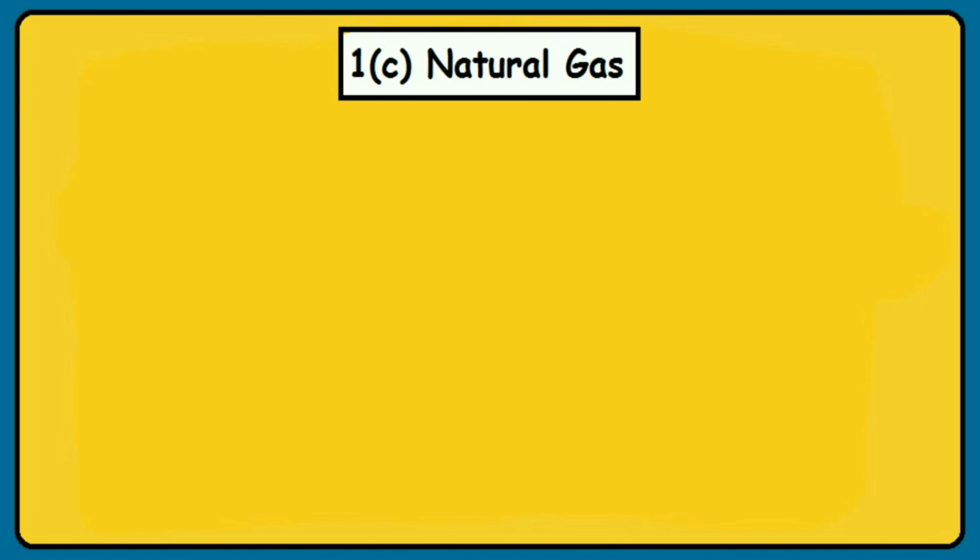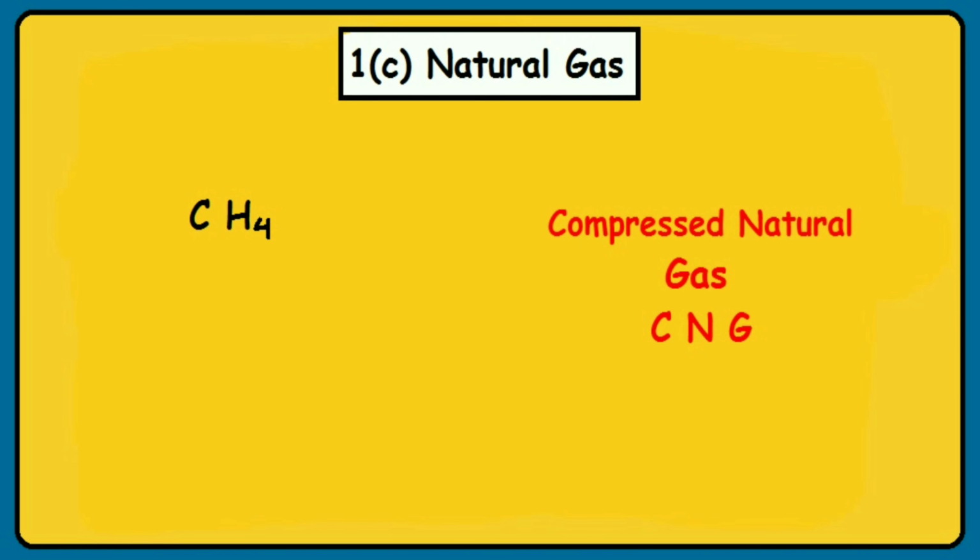Natural gas. It mainly consists of CH4, that is methane, occurring deep inside the earth's surface. It is either alone or along with crude oil. Commercially, the gas is used as CNG, compressed natural gas. CNG is less polluting than petrol or diesel. You must have seen auto rickshaws or vehicles running on CNG around you.